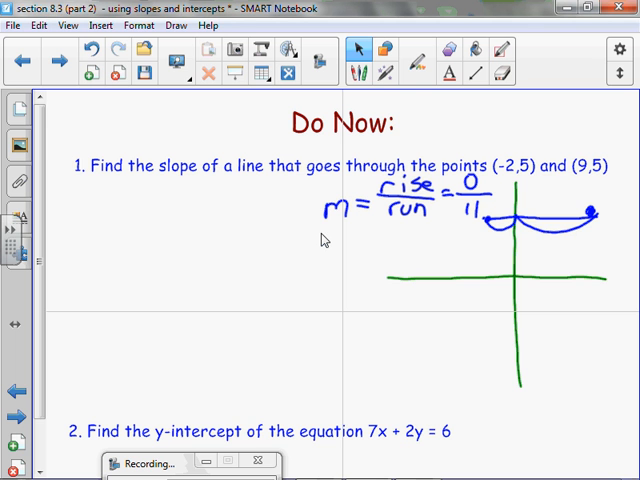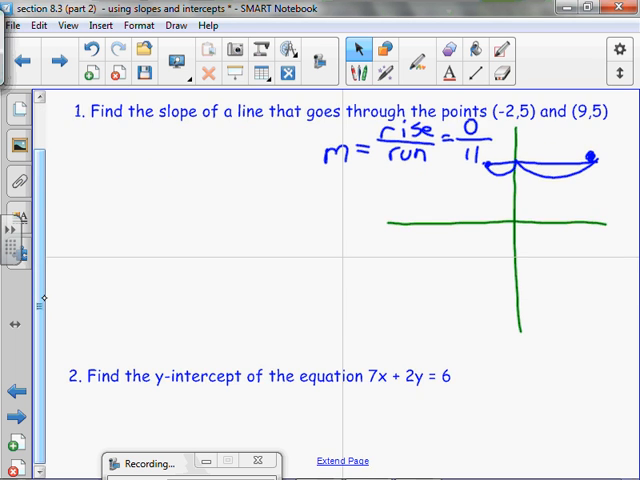So the slope is 0 over 11, but we can simplify 0 over 11, and our slope is what? m equals 0. 0 divided by 11 is 0. If I cut 0 up into 11 equal parts, I still have 0 for each part. That was the hard way.